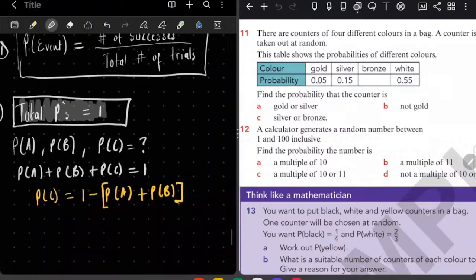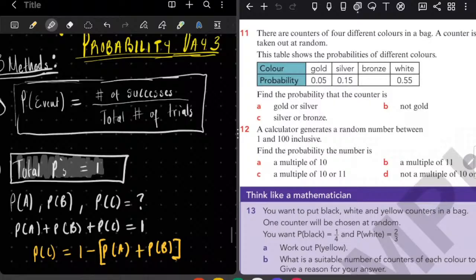We use this when we are given probabilities. The first method, guys, you use when you're told you have this number of sweets, some are red, some are whatever, when you're told how many, the numbers.